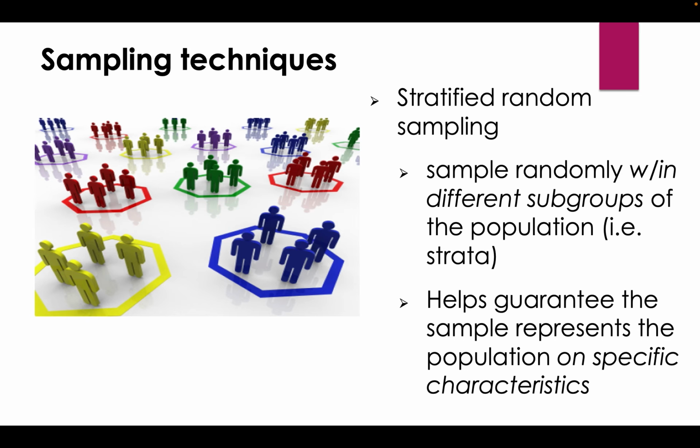So as you can see in the little illustration, you have these groups of people that are representative by their little hexagons and their colors. And if we wanted to do stratified random sampling, we would randomly select one person or two people from each one of these little groups. And that would give us a pretty representative sample of the entire population, right?